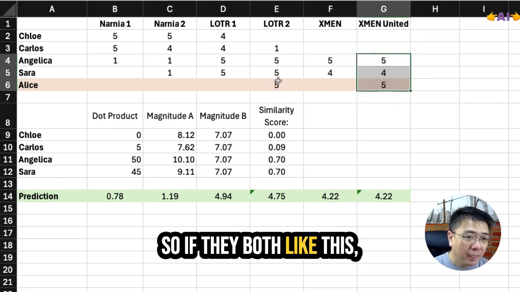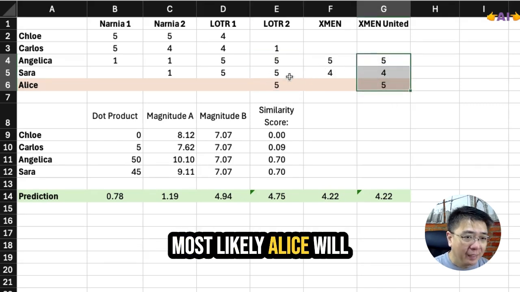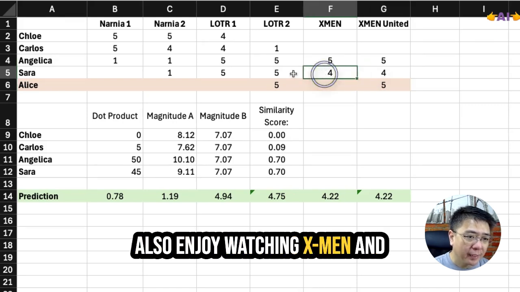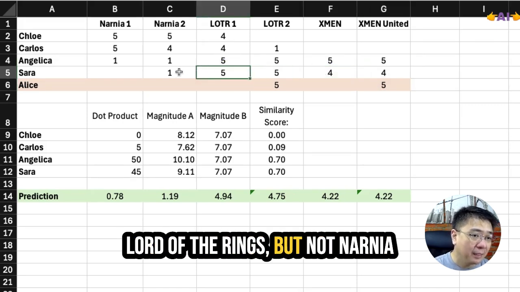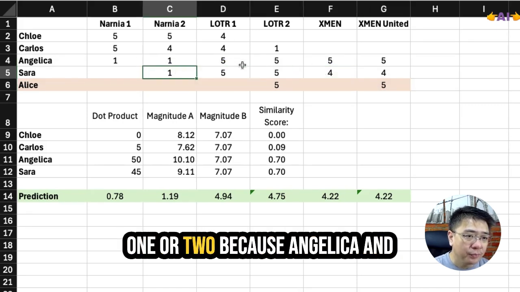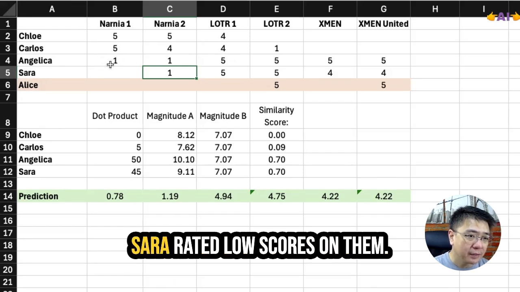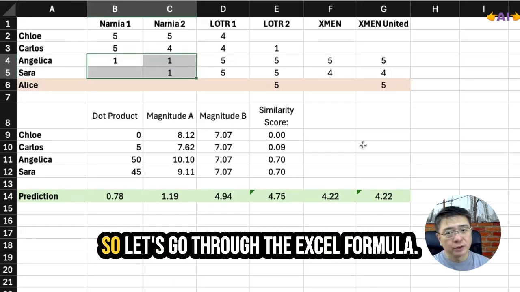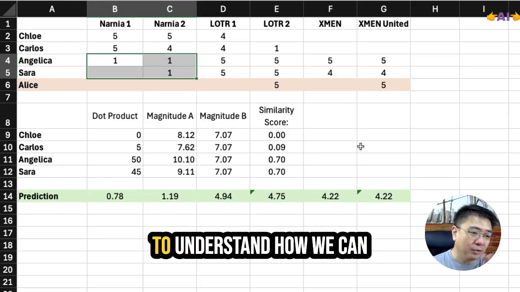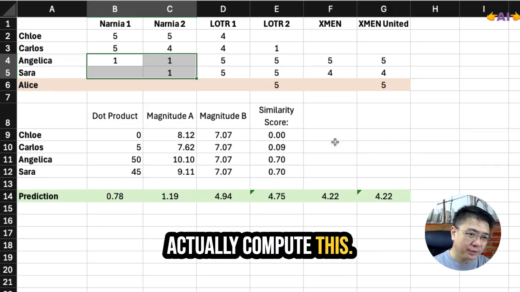So if they both like this, most likely Alice will also enjoy watching X-Men and Lord of the Rings, but not Narnia 1 or 2, because Angelica and Sarah rated low scores on them. So let's go through the Excel formula to understand how we can actually compute this.